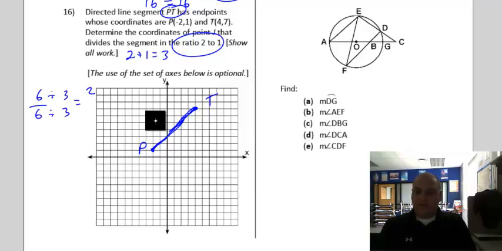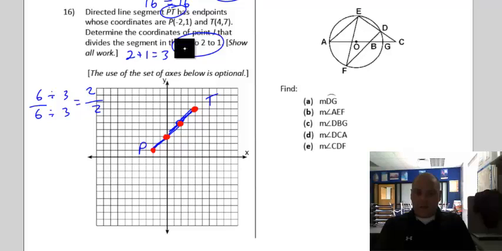All right, that's going to give me 2 over 2. So I'm going to go up 2 over 2. Up 2 over 2. All right, I'm just going to change. Up 2 over 2. So there's my 3 parts.